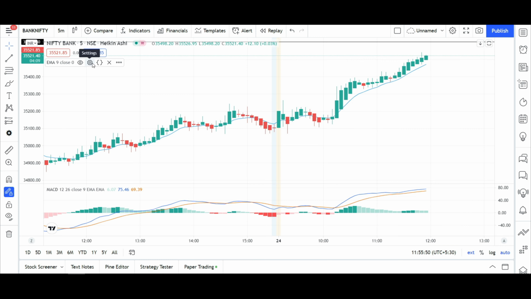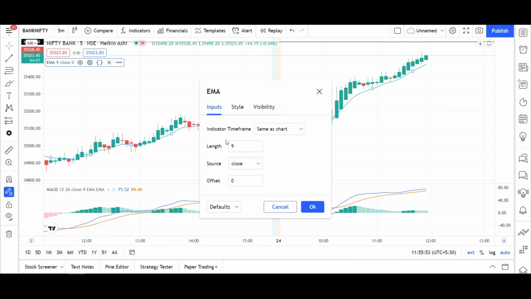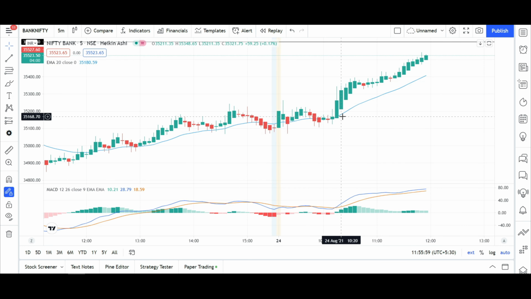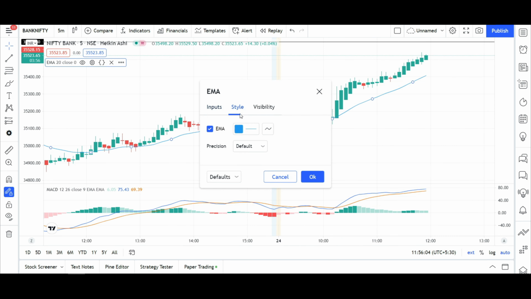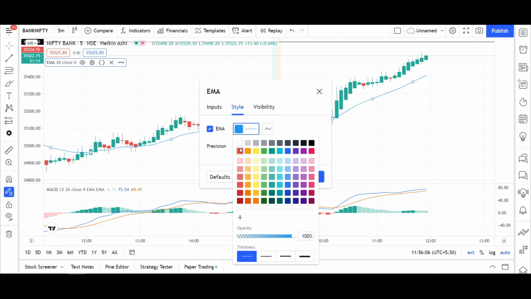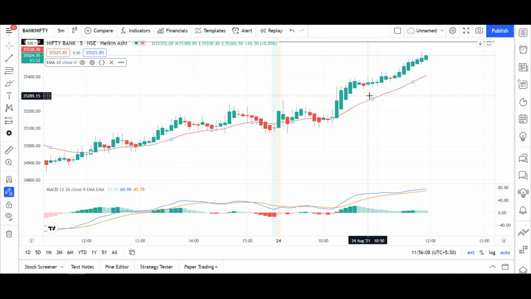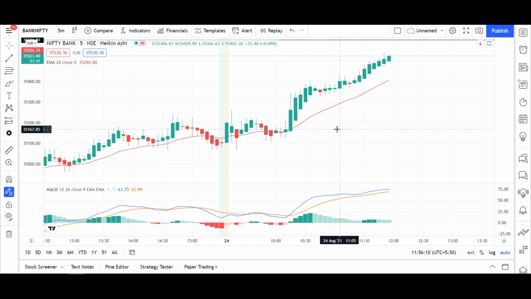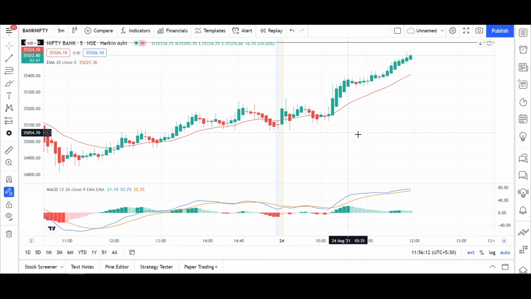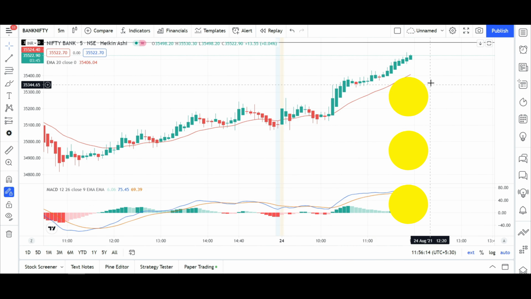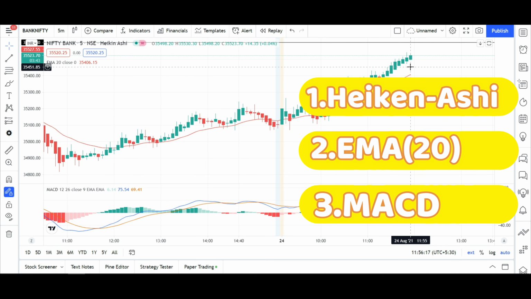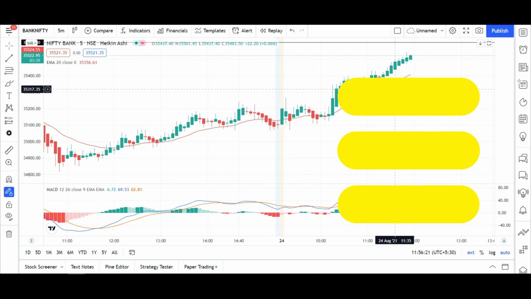We need to go to settings and use the 20 EMA. We need to change the setting to 20. If you also want, you can change the color and styles of the EMA from here. We will use red for this video. So this was the first part of this video. We need three things: the Heikin-Ashi, the 20 moving average, and the moving average convergence and divergence.